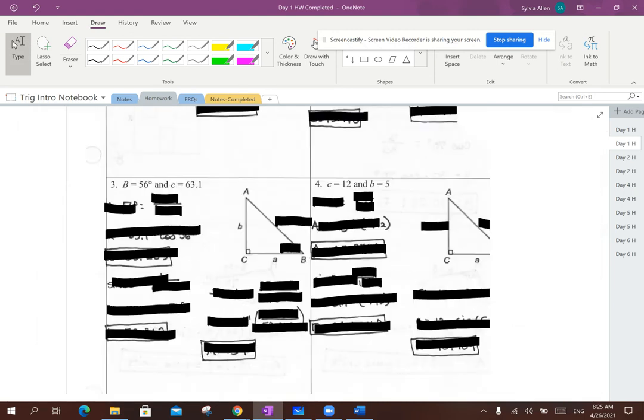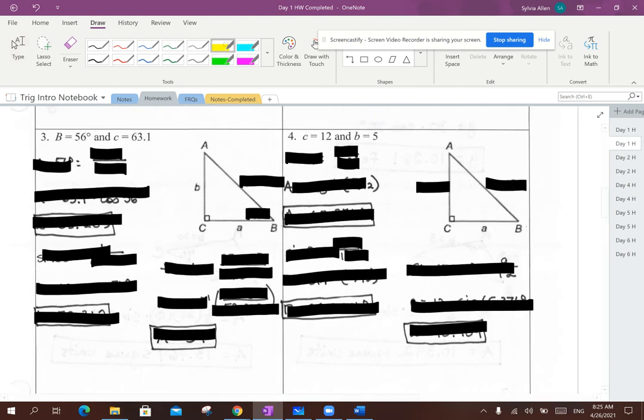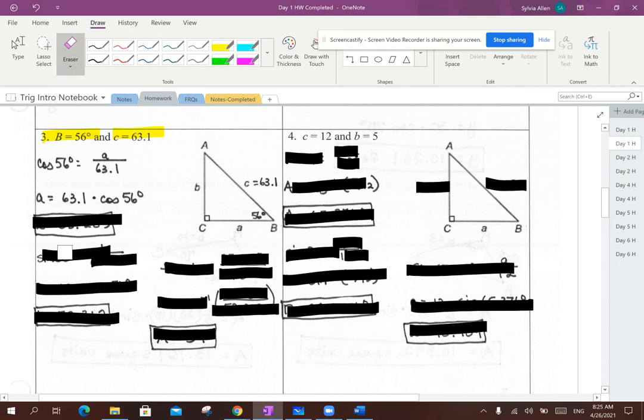All right, so let's go through this rather quickly here. We're going to mark up our given information. C is 63.1 and B is 56. I'm going to go ahead and do cosine of 56, and then I'm going to multiply by 63.1, and then I get this value for A.